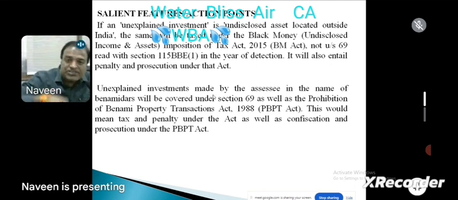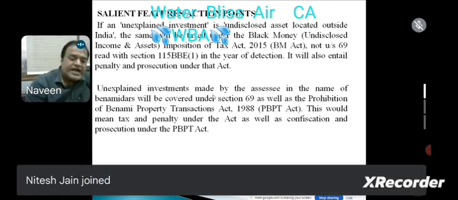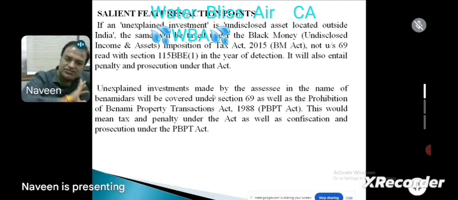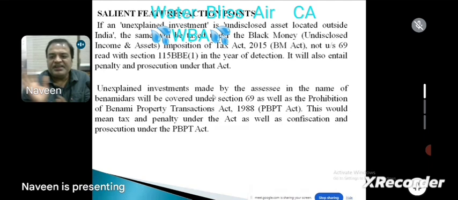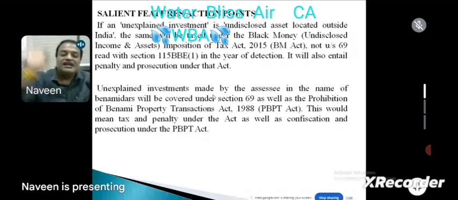Suppose the Benami Prohibition Act is invoked in the course of a search. In the name of Benamidar, Kamlesh has invested an FD of 1 crore in the name of Gautam. So this fellow is the Benamidar, and the investment of the associate, that is Kamlesh, is in the name of the Benamidar. Who is the Benamidar of Kamlesh? Mr. Gautam. Because he is in India, it would be taxed under 69 as well as under the PBPT Act, that is the Prohibition of Benami Transaction Act 1988.